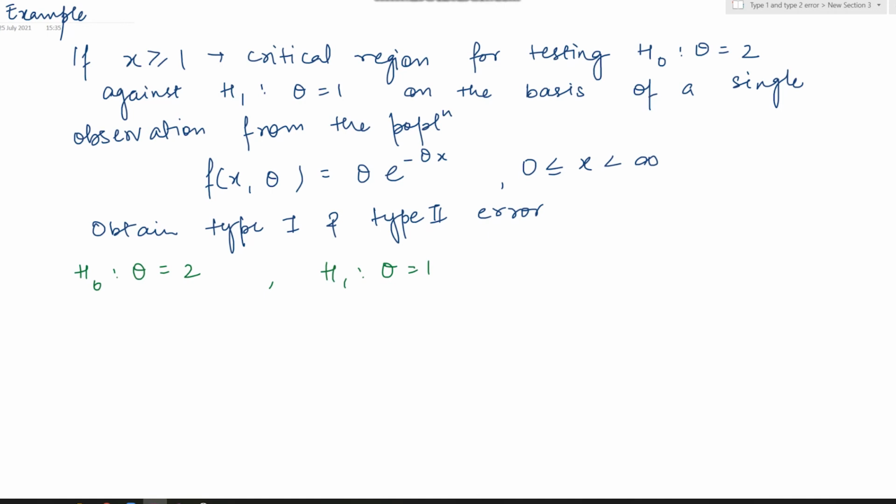Now we have to obtain the sizes of type 1 and type 2 error. We actually mean that we have to calculate the probability of type 1 and type 2 error. In this case, let's say our critical region is denoted by omega. So our critical region is x such that x is greater than or equal to 1, while our acceptance region, denoted by omega complement, is x such that x is less than 1.